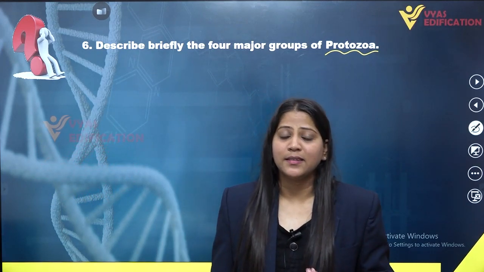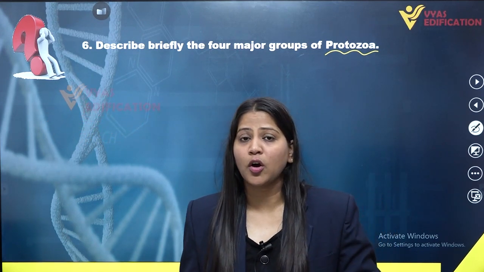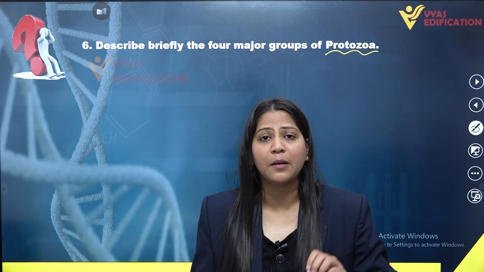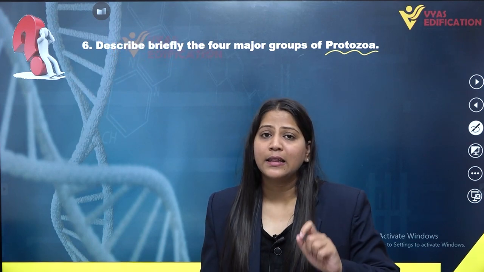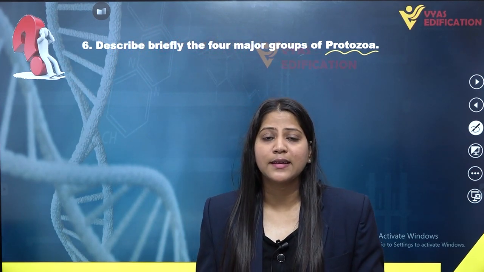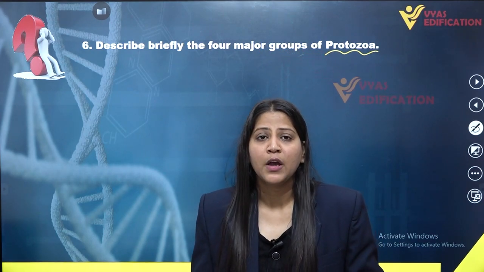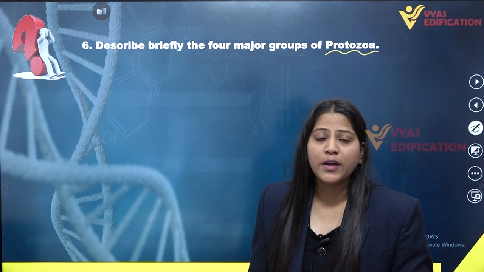They may be free living and they may be parasitic in nature. If we talk about the free living member of amoeboids or sarcodines, that is amoeba, and the parasitic form of sarcodines is entamoeba. So this is all about the amoeboids or sarcodines.